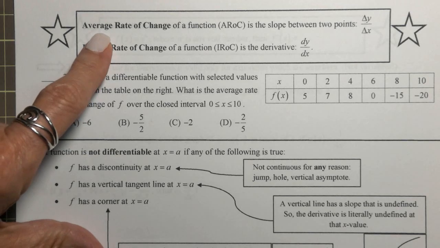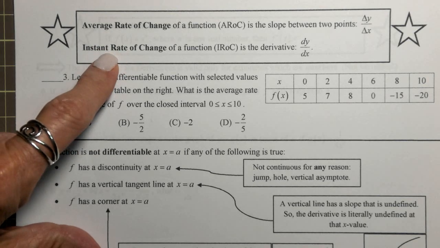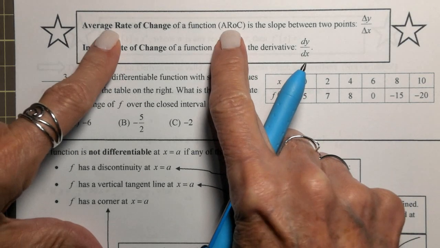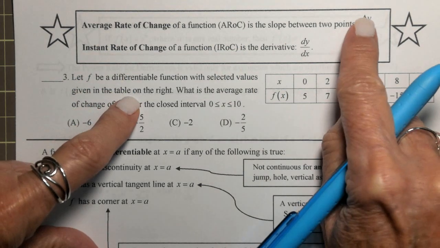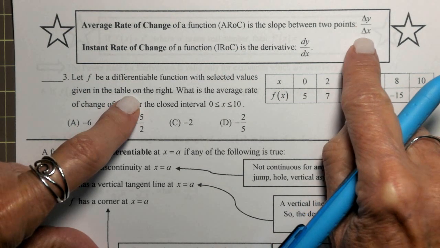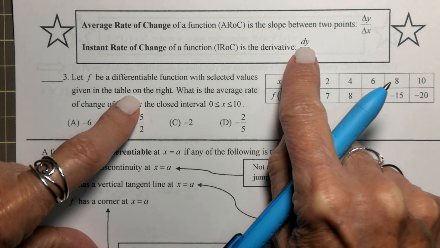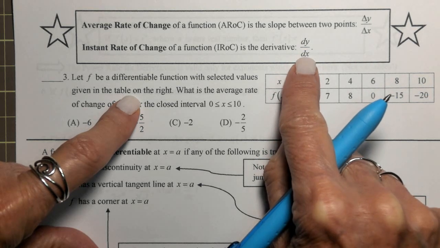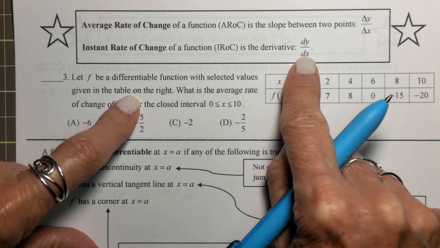Average rate of change, instantaneous rate of change. AROC, IROC. Change in y over change in x, itty bitty y over itty bitty x. Okay?